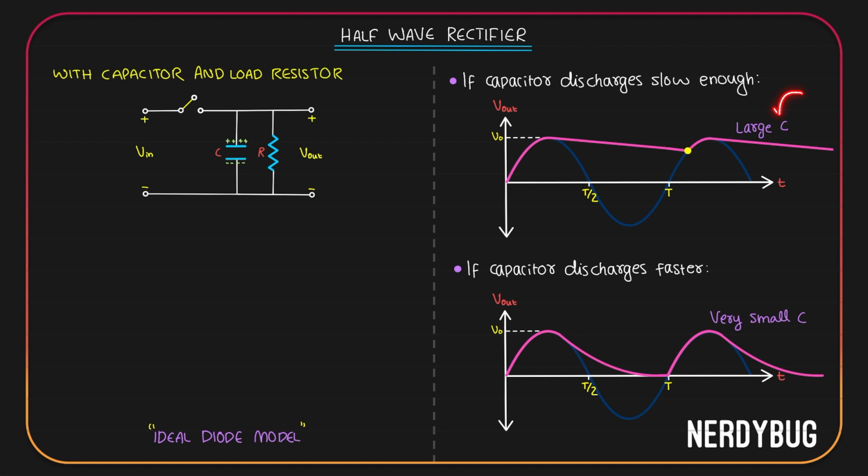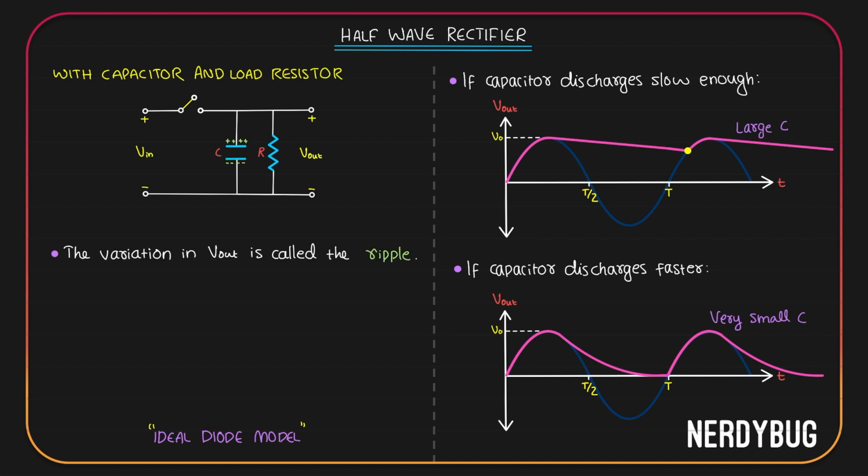So we have to make sure we are using large C and that our time constant is really large, so that the capacitor discharges slowly enough, making the fluctuations in the output less. This is how the output looks like. Is it exactly DC? No, there are still some fluctuations. We call them the ripple.